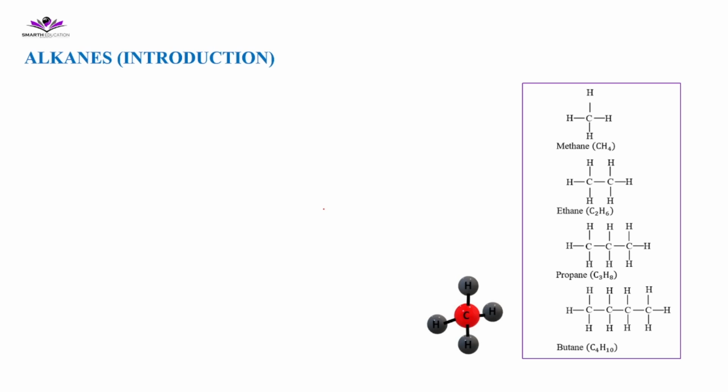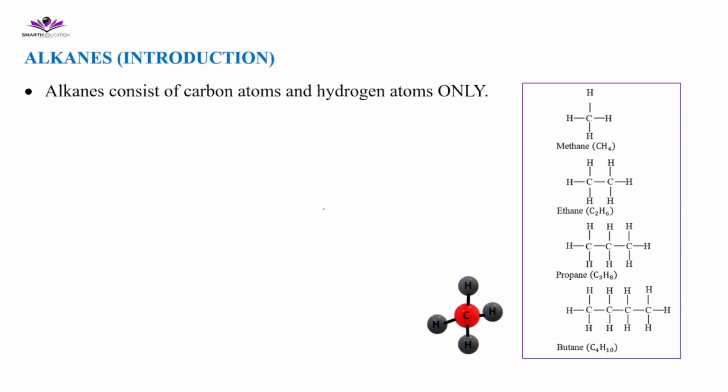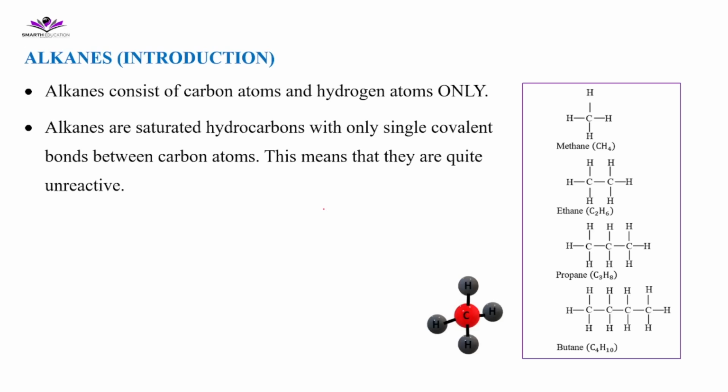Remember we said that alkanes are hydrocarbons that are saturated. In our previous lesson, we discussed hydrocarbons and also saturated and unsaturated hydrocarbons. Alkanes are saturated hydrocarbons. Alkanes consist of carbon atoms and hydrogen atoms only. So alkanes are saturated hydrocarbons with only single covalent bonds between carbon atoms. This means that they are quite unreactive. If we compare them to other homologous series, alkanes are less reactive. It is because of the single bonds, which are more stable.